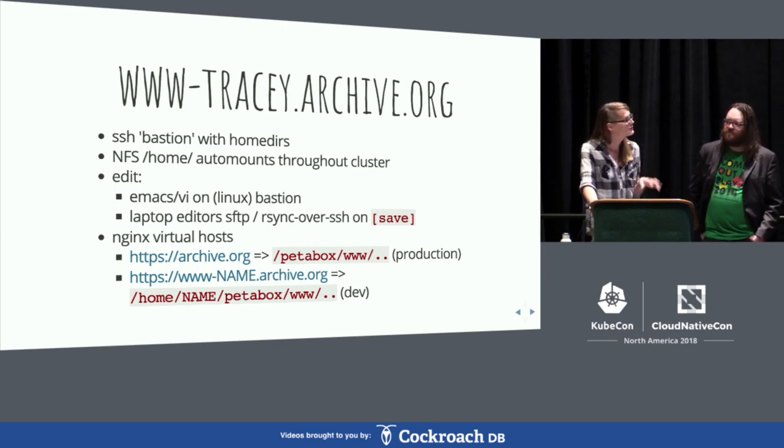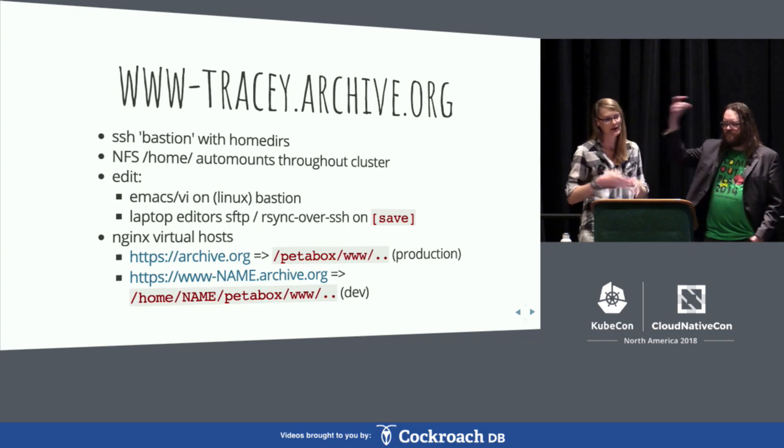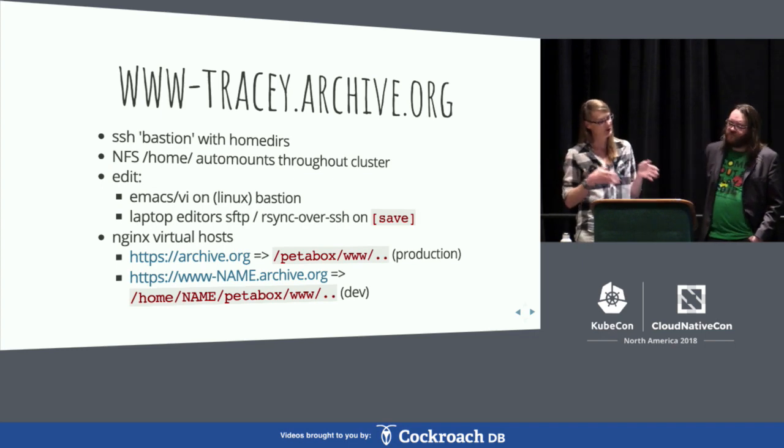And we use Nginx virtual host to pull off this minor magic. It's not really that exciting, but if you come to archive.org and you're on a node that's been load balanced to, it's going to go to /petabox, www, something or other. That's where your route will go. If you come to www-your name, you'll go to home, your name, petabox tree, and then you can get instant feedback.